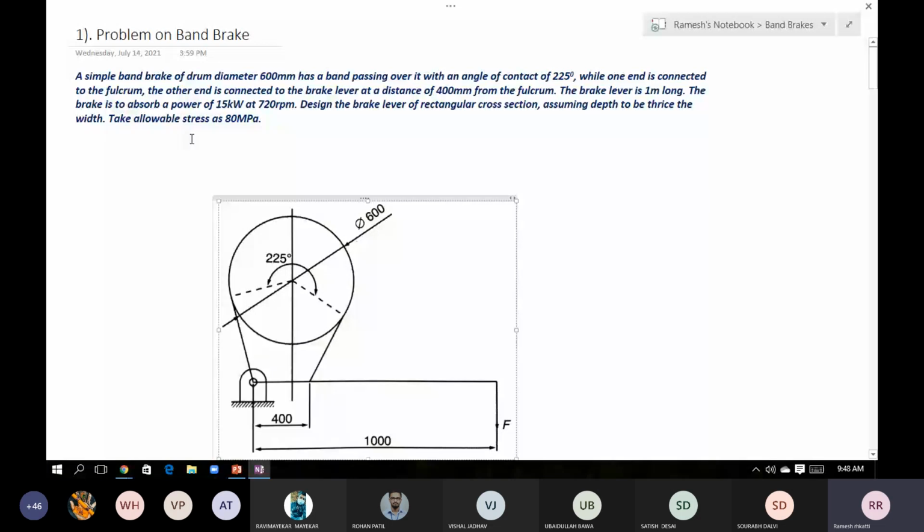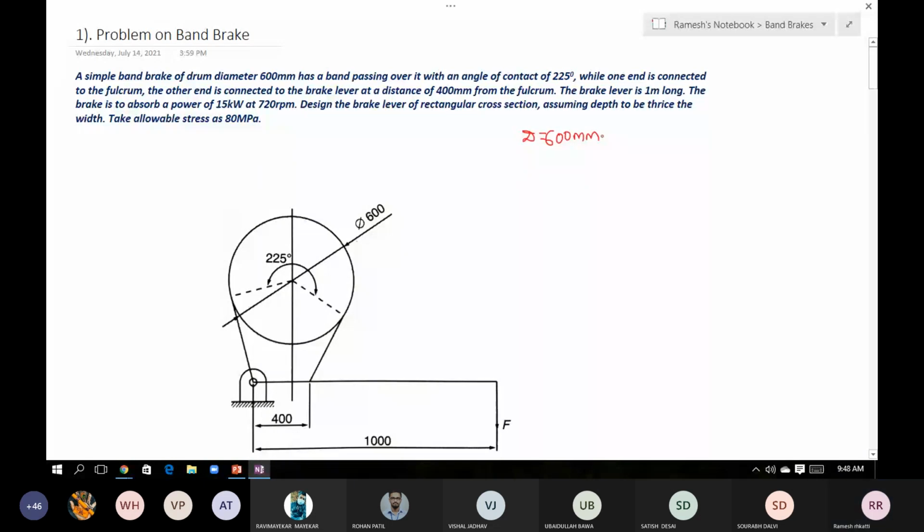They have given the diameter of the drum. You can note down the diameter of the drum. The diameter is given. I will write it here. D is equal to 600 mm, the diameter is 600 mm.